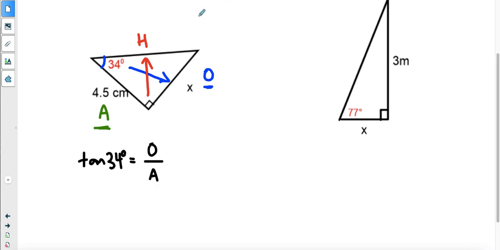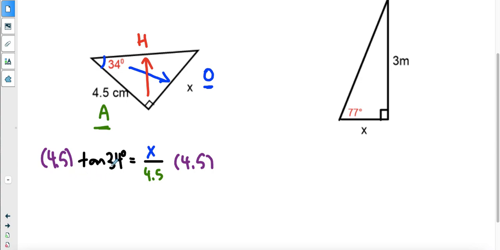Okay, so again, remember my opposite side here is equal to x. That's what we're trying to find. Right, opposite side is x. And my adjacent side is 4.5 centimeters. All we need to do to find x is multiply by what's in the denominator here, 4.5. So I'm going to multiply both sides by 4.5 to find x. And all I have to do now is 4.5 times tan of 34 degrees.